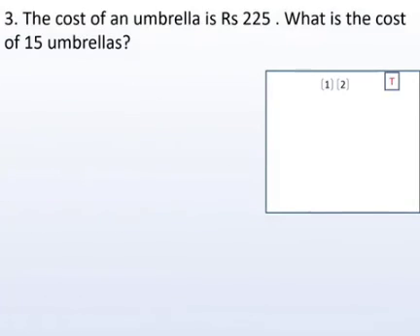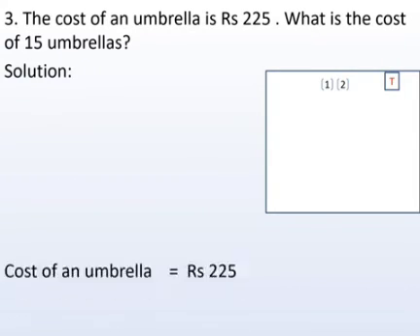Let us move on to the third question now. The cost of an umbrella is rupees 225. What is the cost of 15 umbrellas? So children, how will you come to know that this is a multiplication? Whenever they give you the cost of one item and they tell you to find more number, it is multiplication. So here in this question, the cost of one umbrella is 225 rupees. So you need to find the cost of 15 umbrellas. Okay, let us see the solution now.